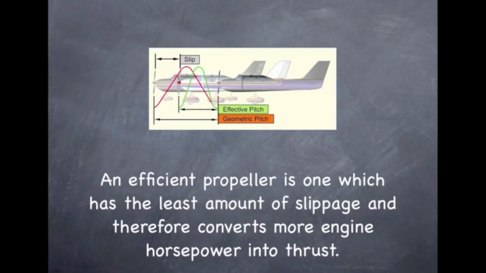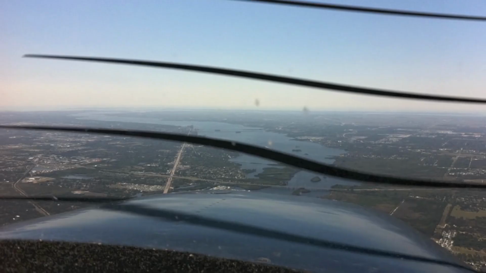The reason a propeller is most efficient at a specific speed through the air is due to propeller slip. Propeller slip is the difference between the theoretical pitch, or geometric pitch, and the actual or effective pitch of the propeller. An efficient propeller is one which has the least amount of slippage and therefore converts more engine power into thrust. A constant speed propeller keeps the propeller pitch adjusted for maximum efficiency for most conditions of flight.